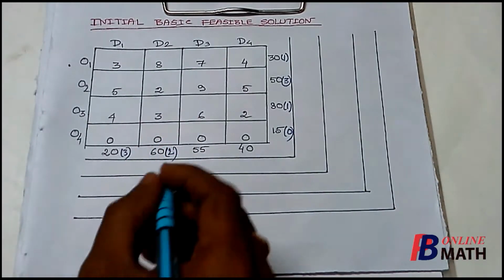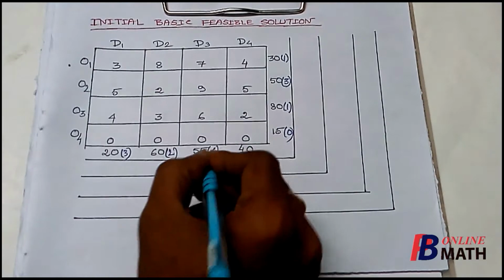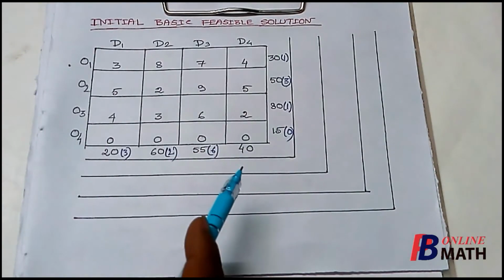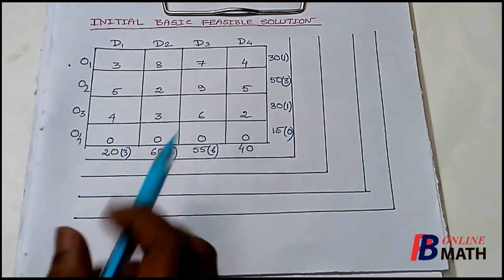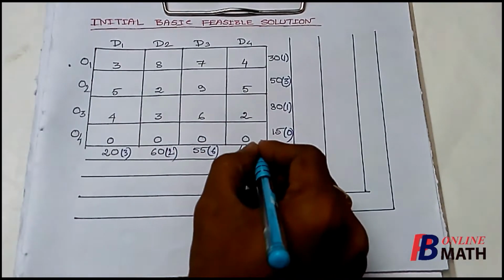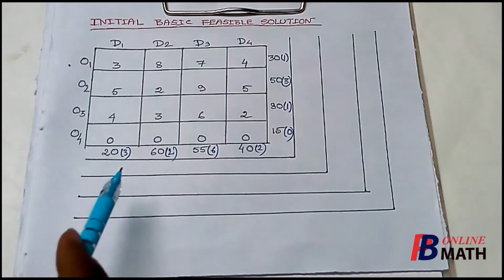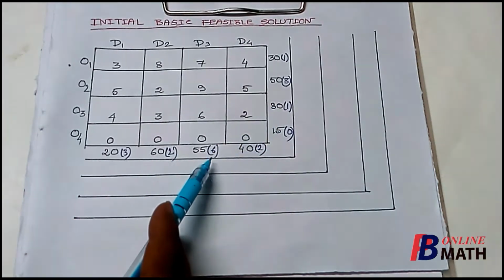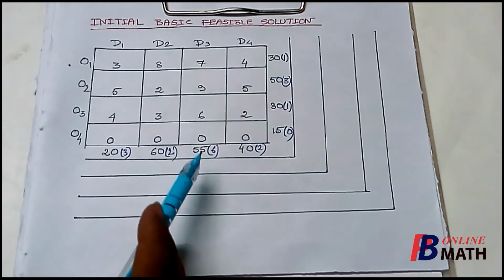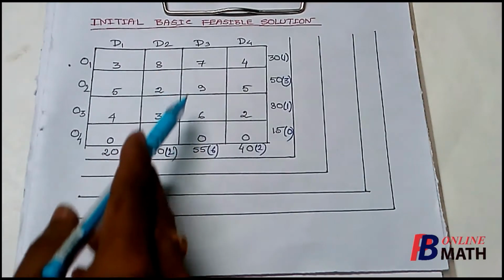So the difference is 6. And from the final column we find the minimum is 0 and the next minimum is 2, so the difference is 2. Now here we find that among the differences this 6 is the maximum one, so the first allocation will be made on this column.